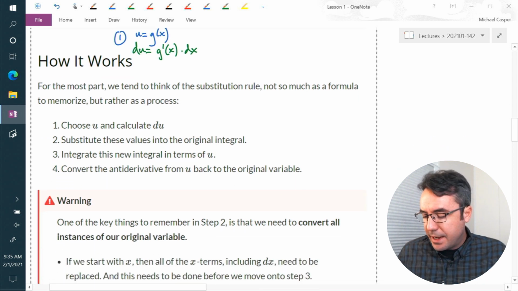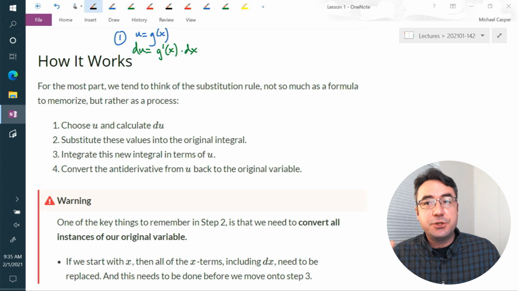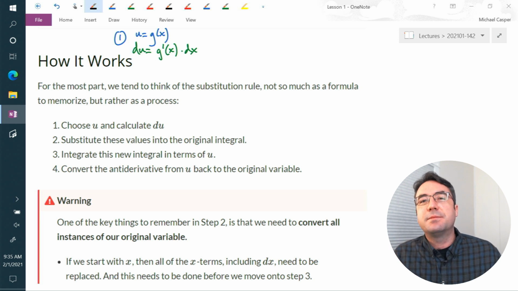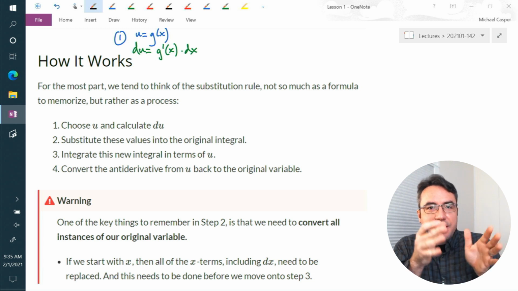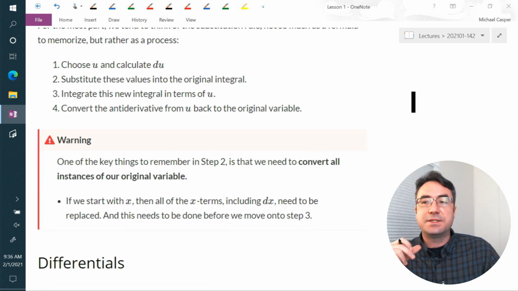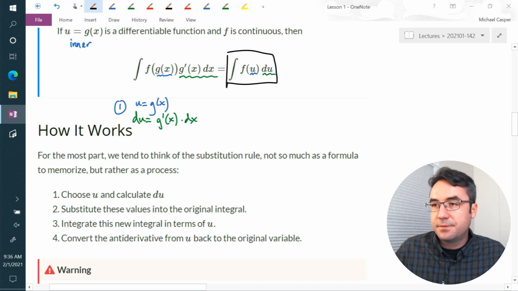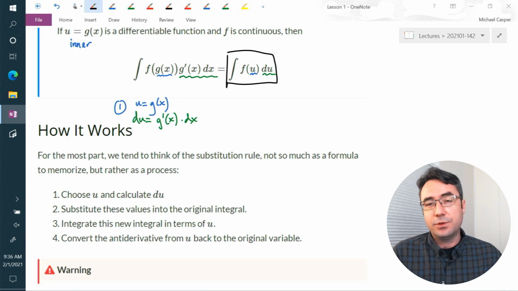But one key thing that we're going to have to remember is that in step 2, where we're substituting in u and du, we need to convert all instances of that original variable. So wherever we see an x, it needs to become something involving u. Wherever we see dx, it needs to become something involving u or du. So we need to convert everything. All the x's that we see have to be converted into something involving u, and we need to do that before we move on to step 3. So once we get to step 3, which is just doing that integral, there shouldn't be any x's anymore. It should all now be our new variable u.